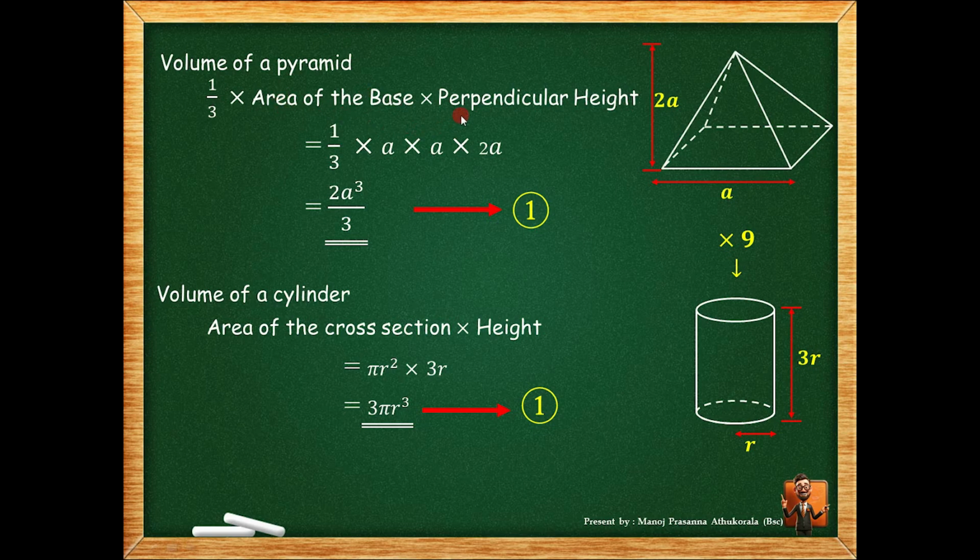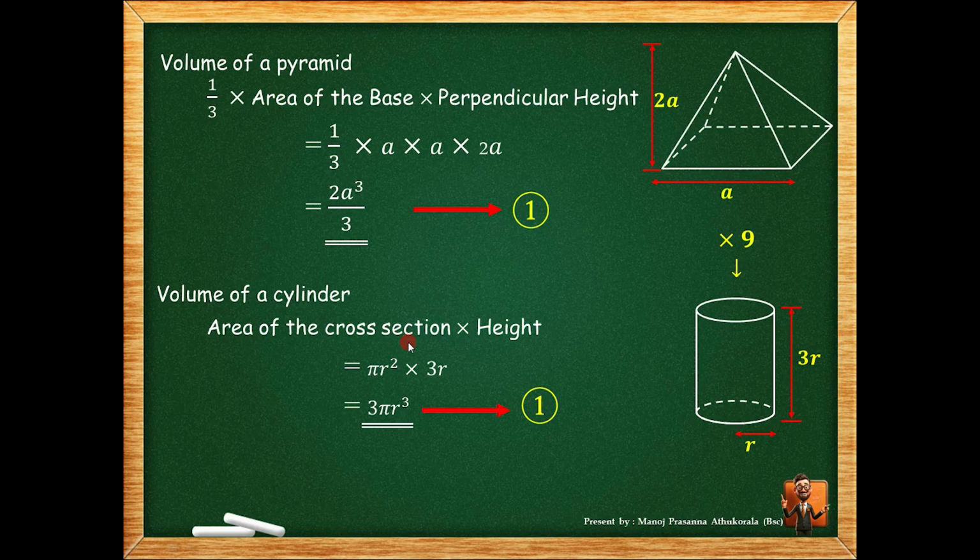You know that the volume of a pyramid is 1/3 of the area of the base into perpendicular height. Now, you know that the side length of the base of this pyramid is A, then the area is A into A. Perpendicular height is 2A. So, totally it is 1/3 into A into A into 2A. So, 2 into 1 it is 2, A into A into A, A cubed upon 3. Right.